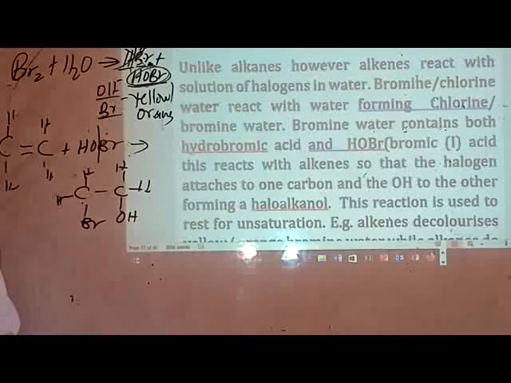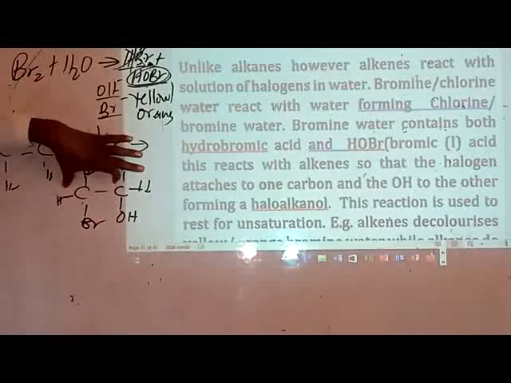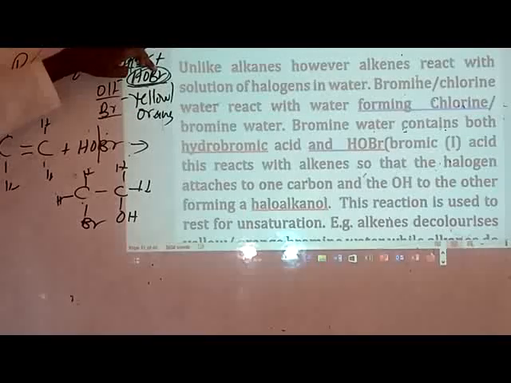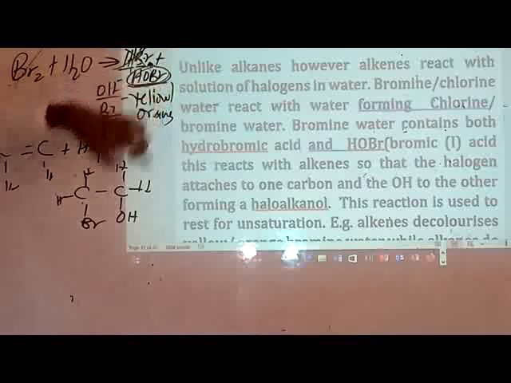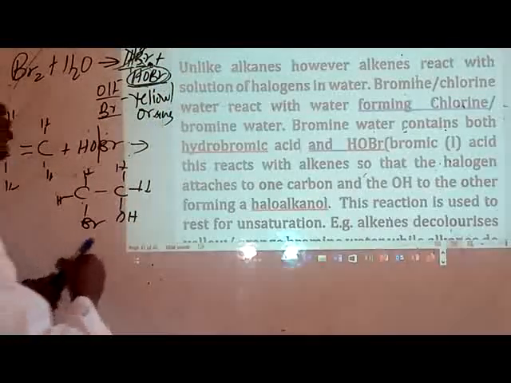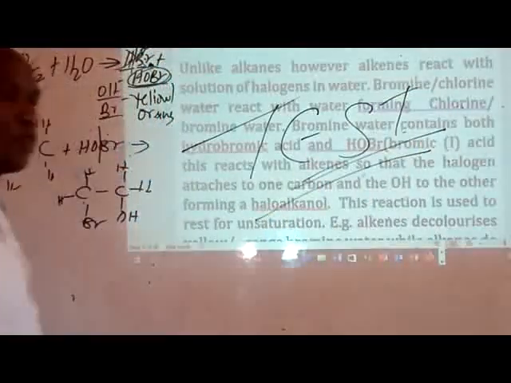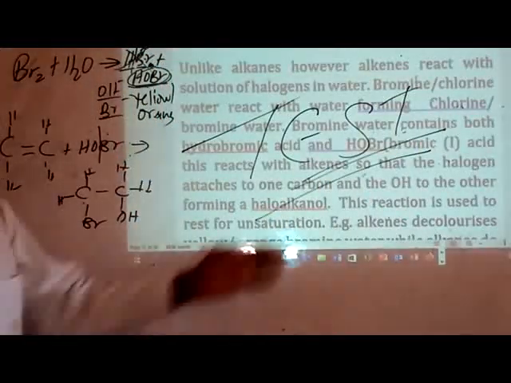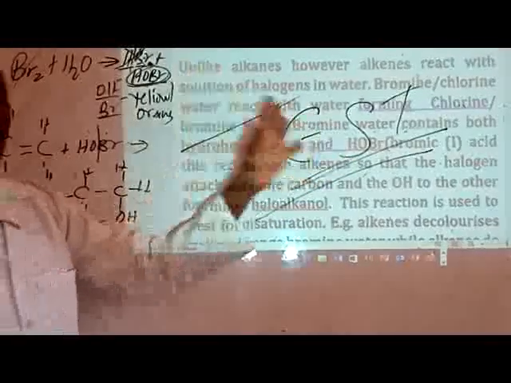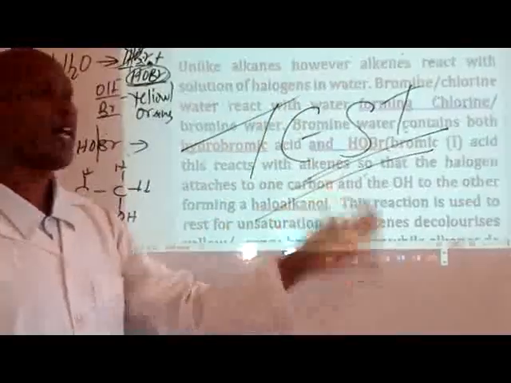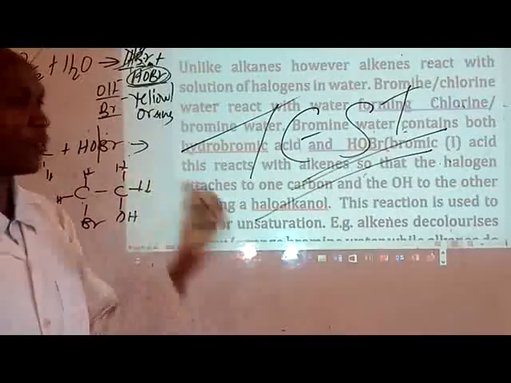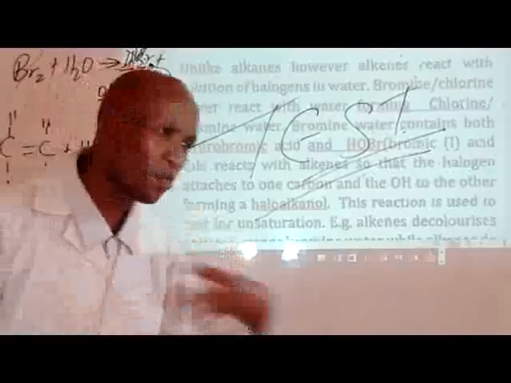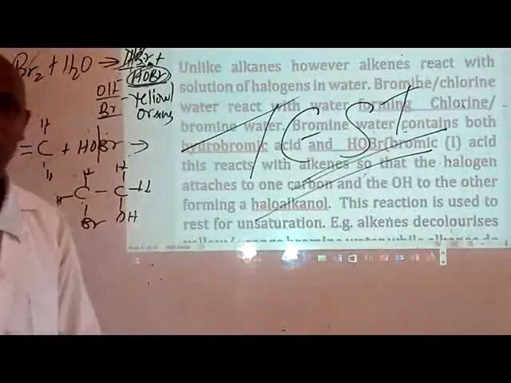But most importantly, the alkanol is not colored, yet this one was yellow. So the bromine water will change from yellow or orange to colorless. And this is used as the test for unsaturation. Any substance that decolorizes bromine water is unsaturated, because saturated substances will not react with bromine water. They will react with liquid bromine, but do not react with bromine water.